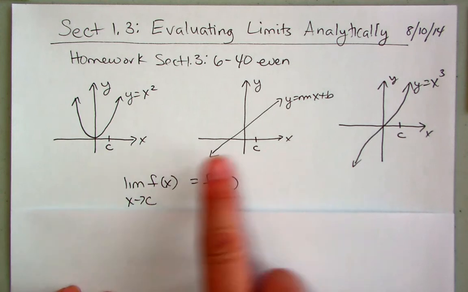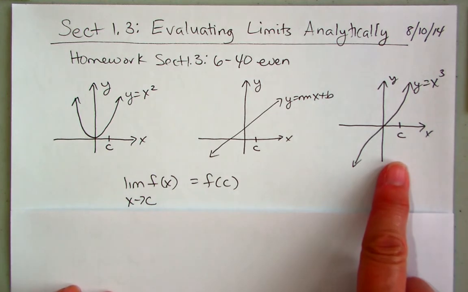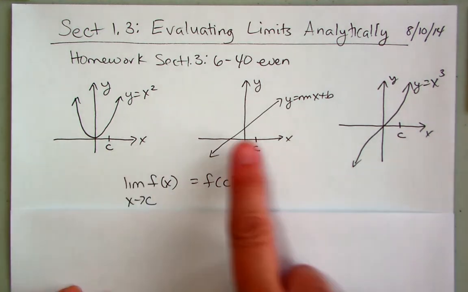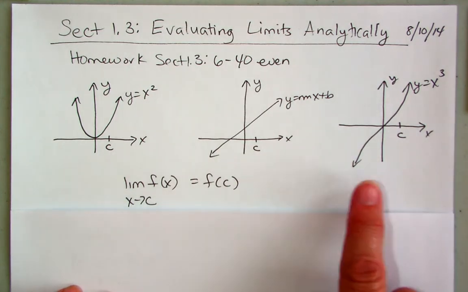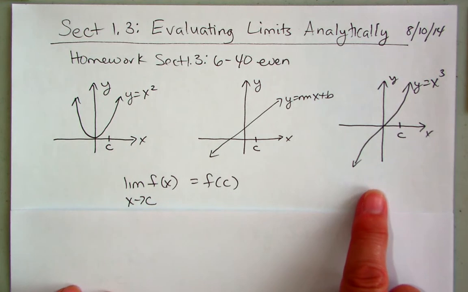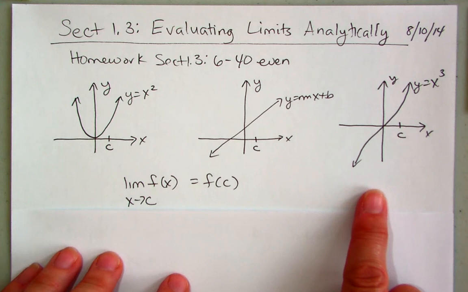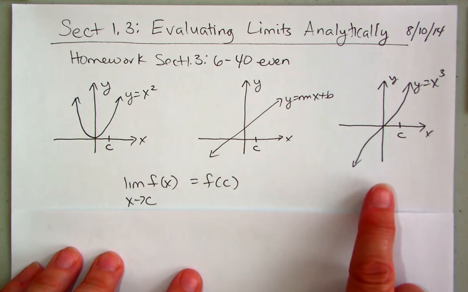I have three graphs up here. These are all parent functions. I have a quadratic, a linear, and a cubic. On all three of these, there are no holes in the graphs, and these are not like piecewise functions where there are jumps. These are smooth, continuous functions.